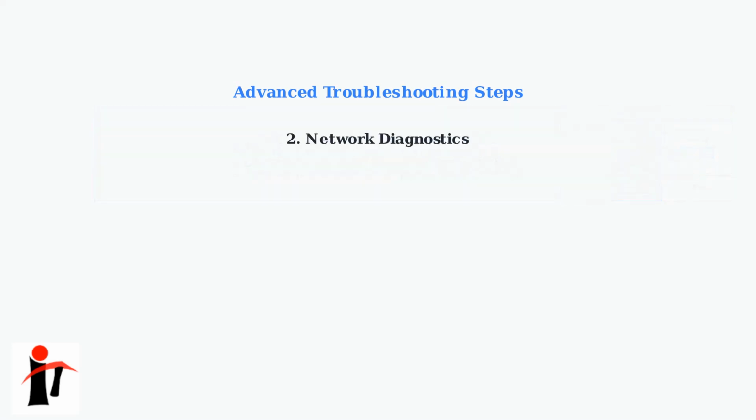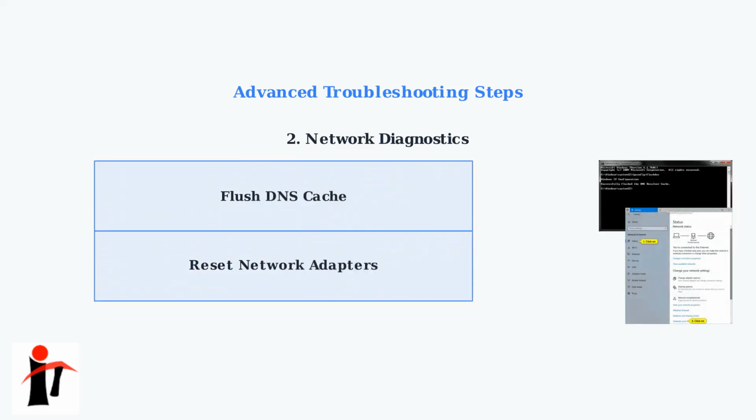Network issues often cause ERR.221. Flush your DNS cache to clear corrupted domain name records and reset network adapters to restore connectivity. Access your network settings to reset adapters and troubleshoot connectivity issues that may interfere with CRA portal access.